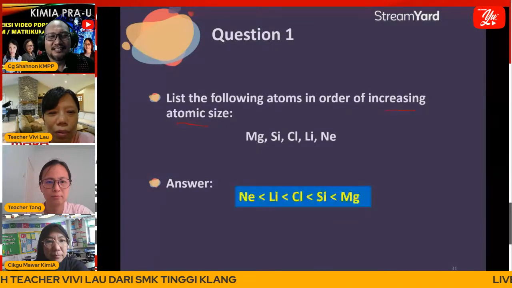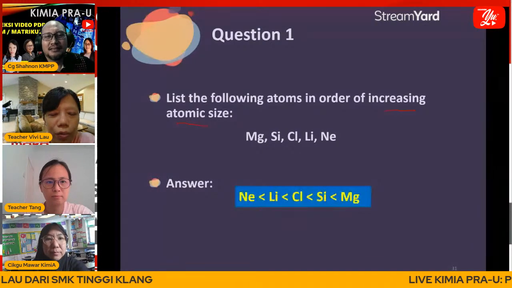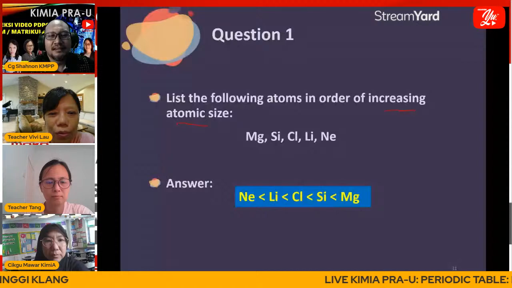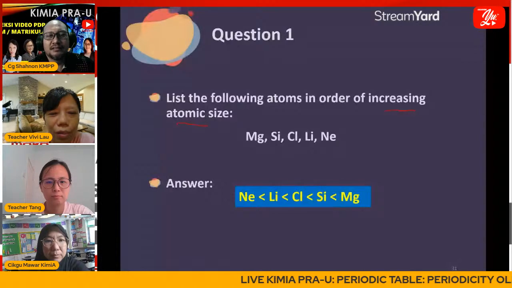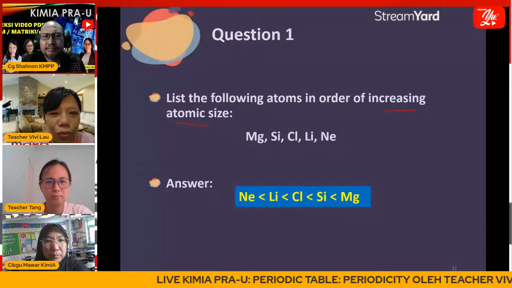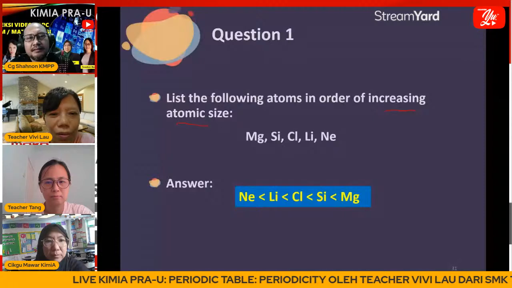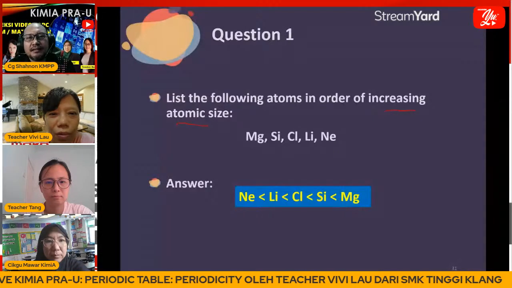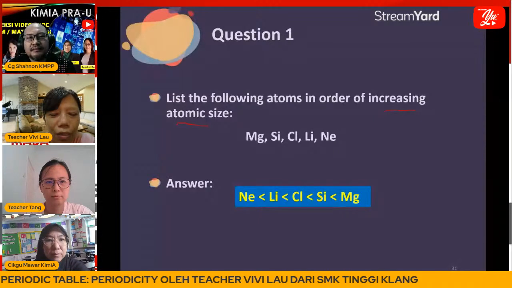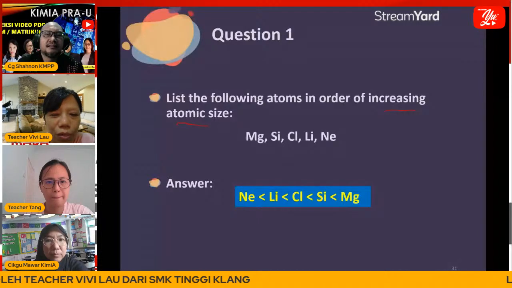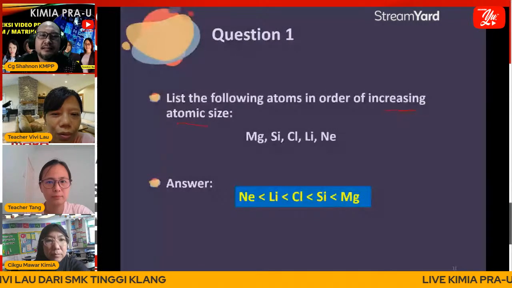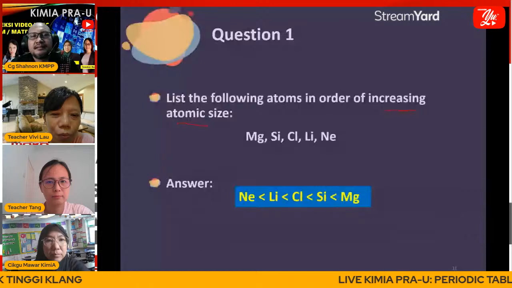So lithium and neon are in the same period, period 2. So across the period, size decreases. So neon will be the smallest, followed by lithium. Then chlorine, silicon, and magnesium are in another period, period 3. Across the period, the size decreases. So chlorine has a smaller size compared to silicon and magnesium.